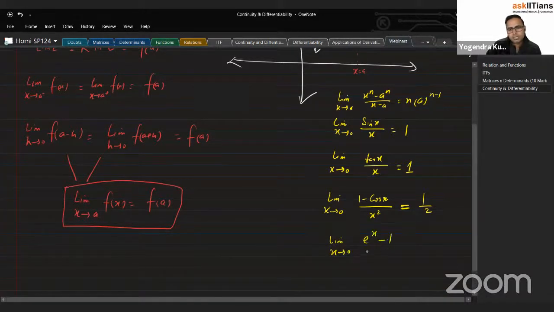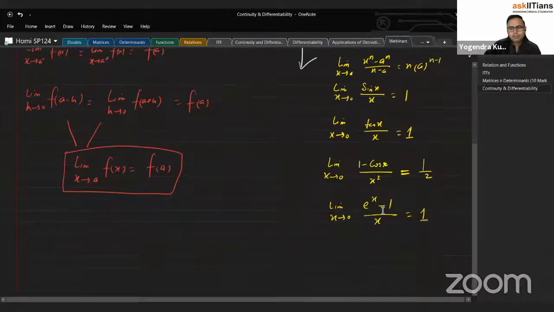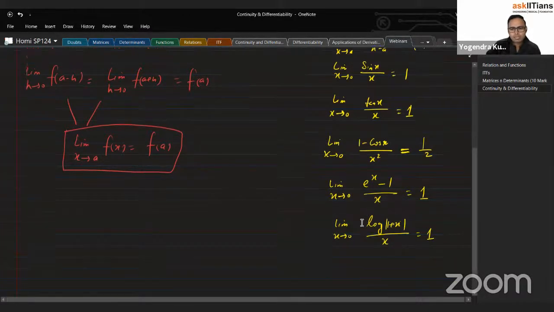X tends to 0, e raised to x minus 1 upon x is also 1, right? Okay, then what? Limit x tends to 0, log of 1 plus x divided by x will be what? This is also 1. If it is minus here, it will be minus here also, right? If suppose instead of 1 plus x, it is 1 minus x, then you need to write minus 1 here. Right, these are the standard limits.